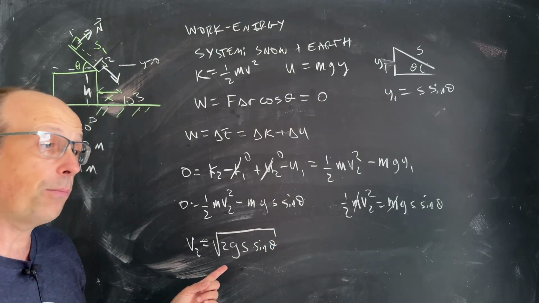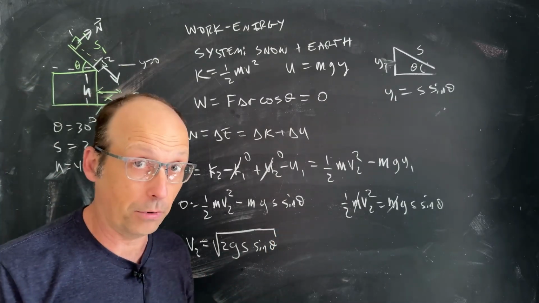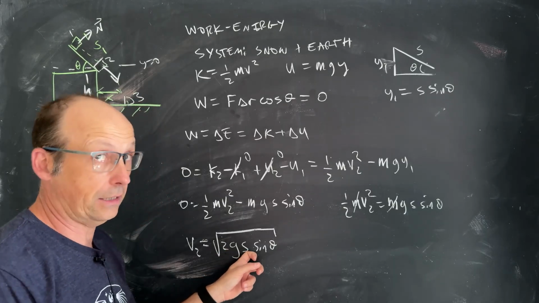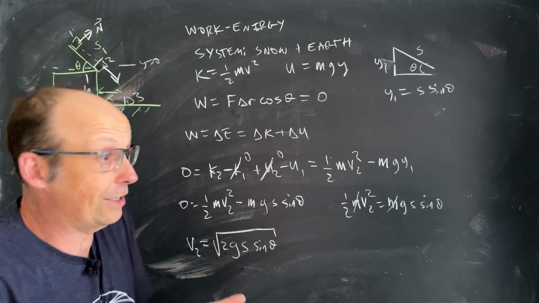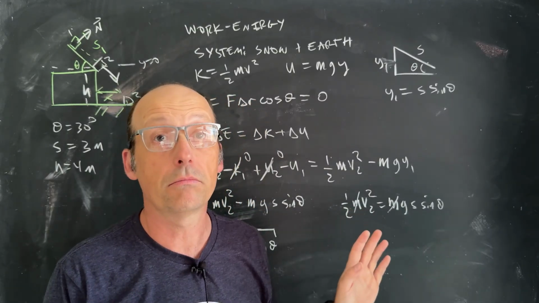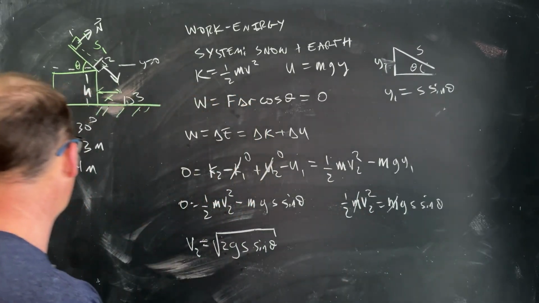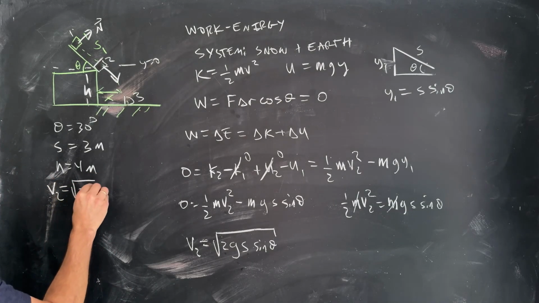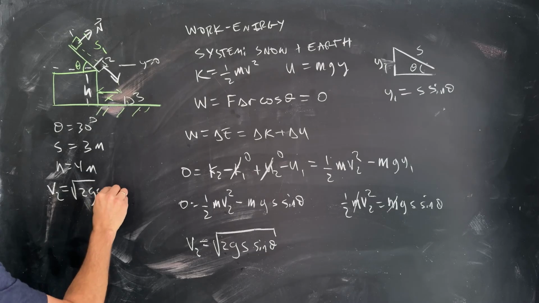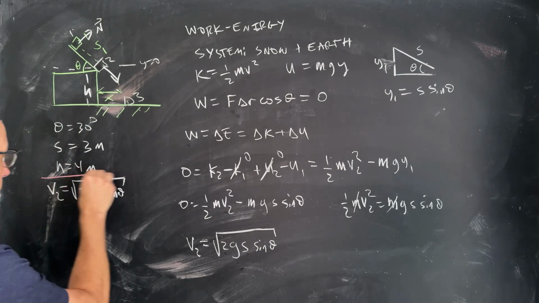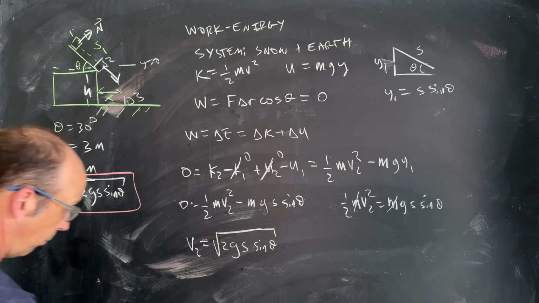Now, I think it's important to know that that's just a number, right? I know 2, I know g is 9.8, I know s is 3, I know theta is 30. So it's just a number. I'm not going to put that number in right now, but it is just a number. I am going to write that over here, though. v2 is the square root of 2g s sine theta, and I'm going to put a box around it because I can get a number for that.